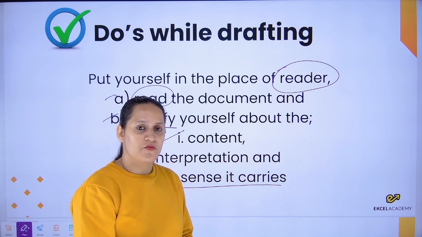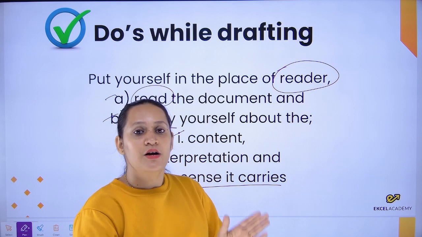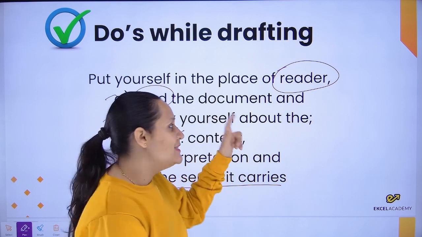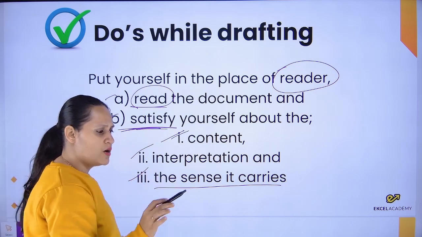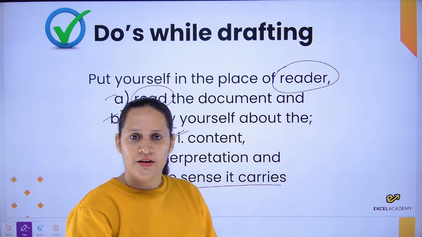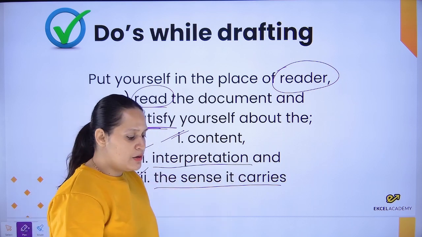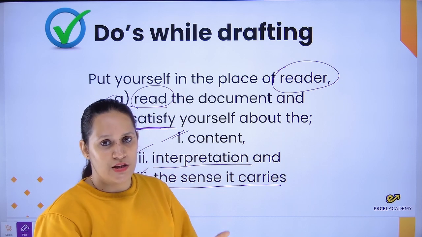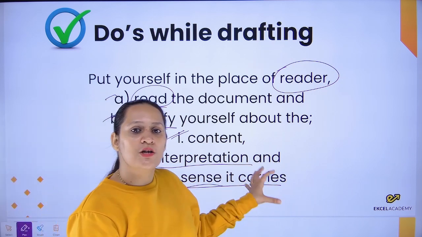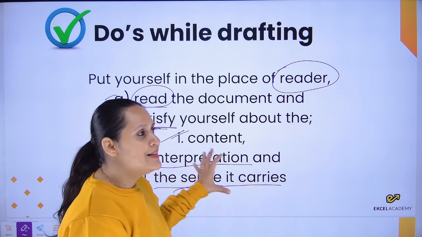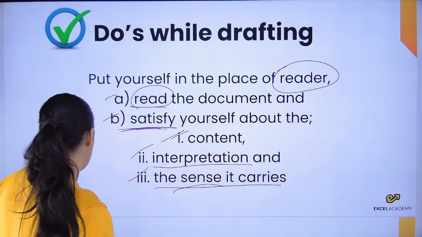So once we have drafted, we should go through it. We should become the reader, get into the shoes of the reader, read the document for ourselves, and then satisfy ourselves about the content: whether what is being mentioned and the clauses are perfect, or whether any change is required. Is there any kind of ambiguity or any interpretation that can be brought about with respect to the language that you've used? And ultimately, is the intention of the draftsman also communicated to the ultimate reader? These are the things that you should do while you are drafting or once you have completed your drafting.